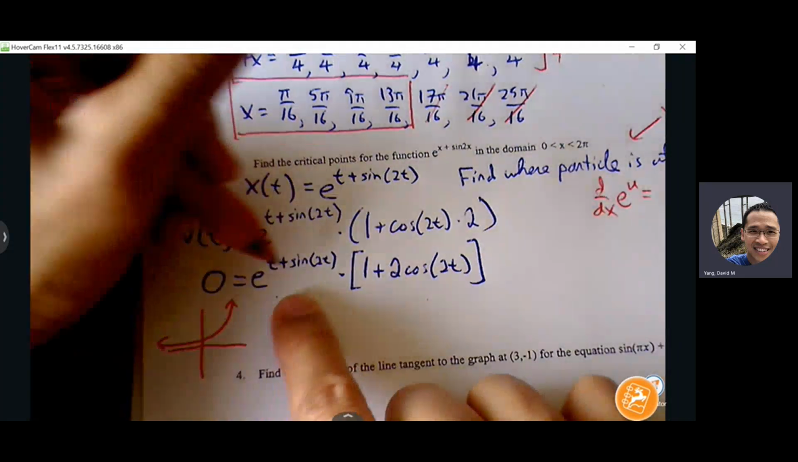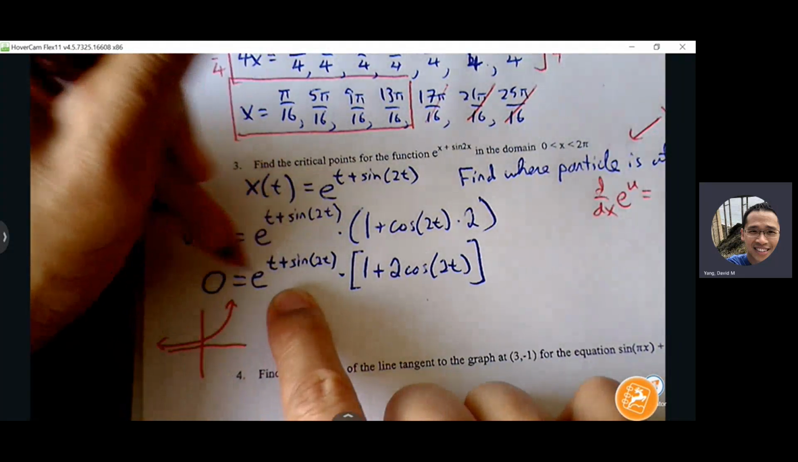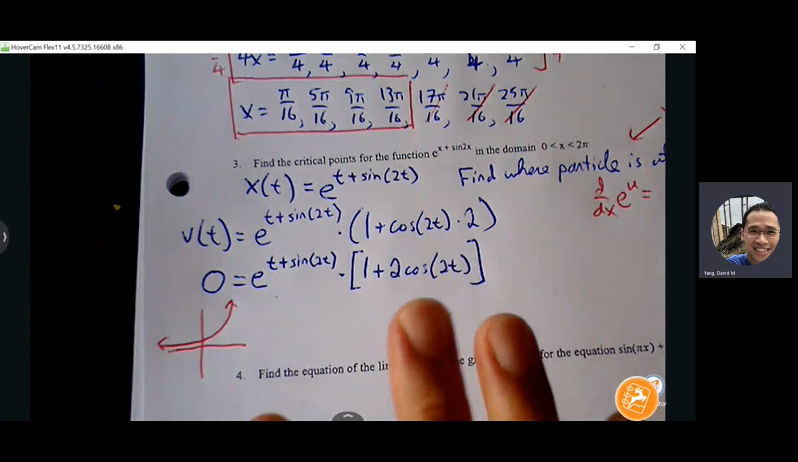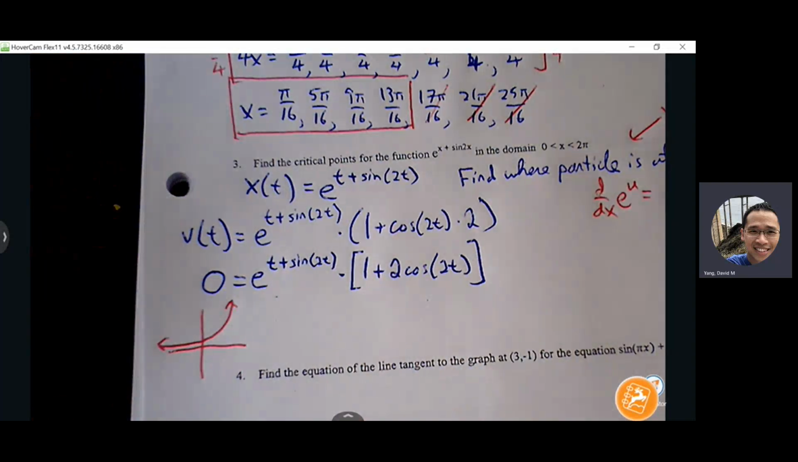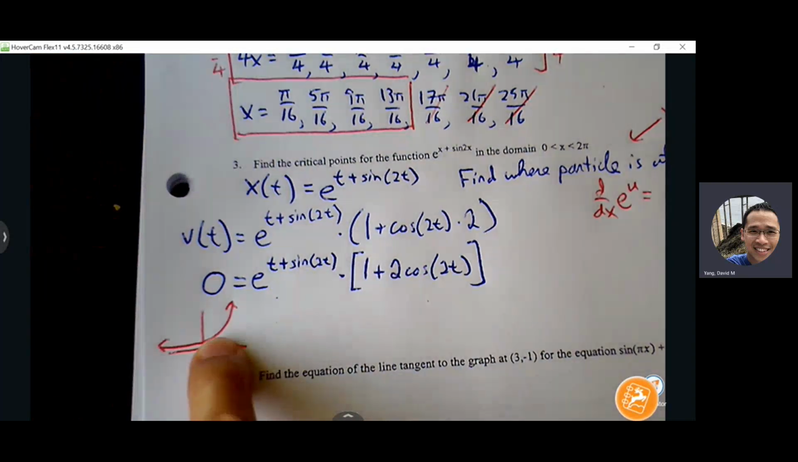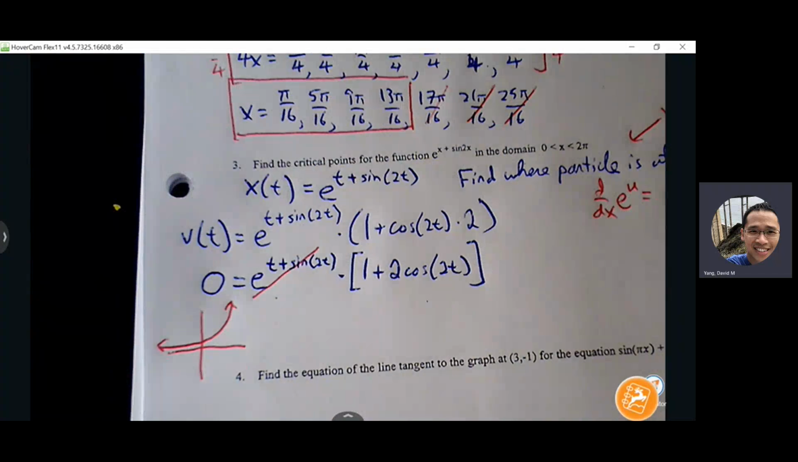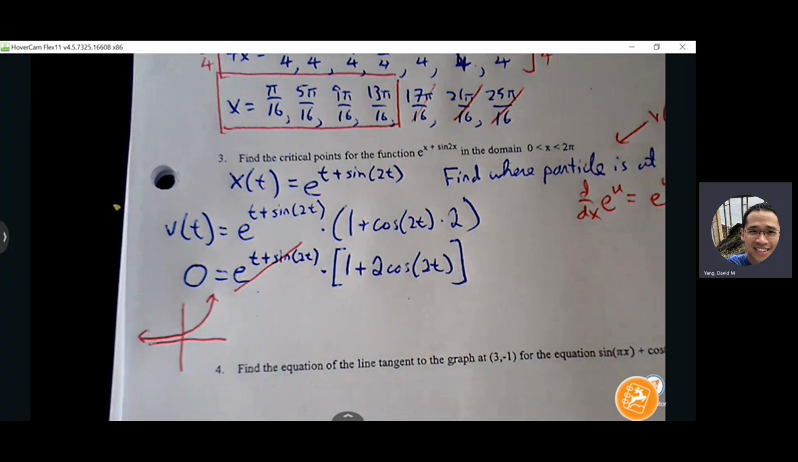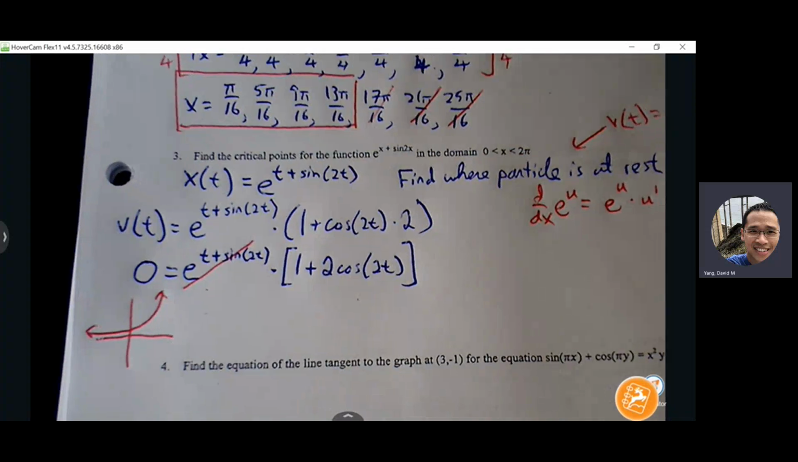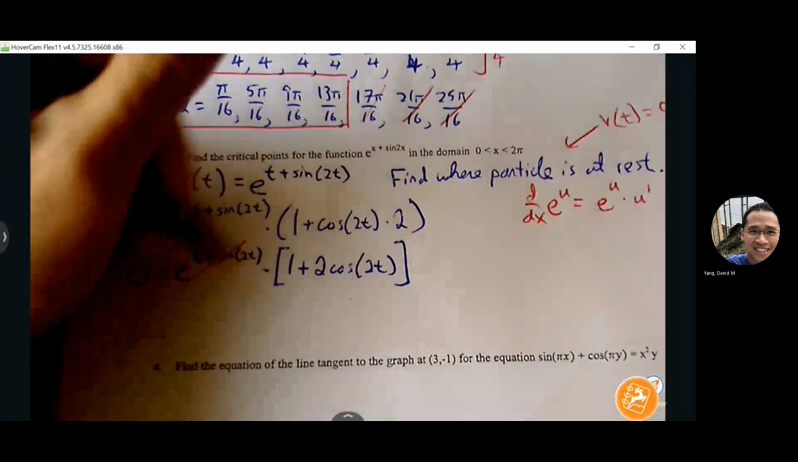So anytime you see this sort of expression, you can go from a natural log perspective, take natural log of both sides, convince yourself there's nothing there, or from a visual perspective, understand your exponential function is not going to touch 0. So we can ignore that. That's not going to give us a solution. Just the 1 plus 2 cosine 2t equal to 0 is what we have to think about.